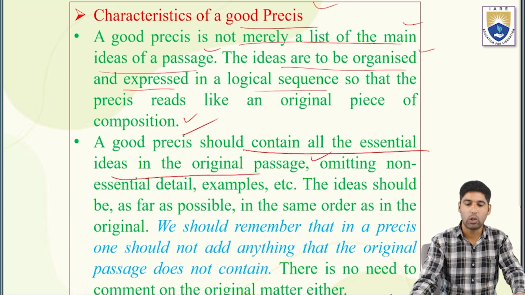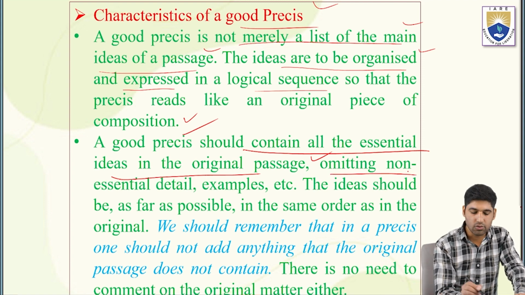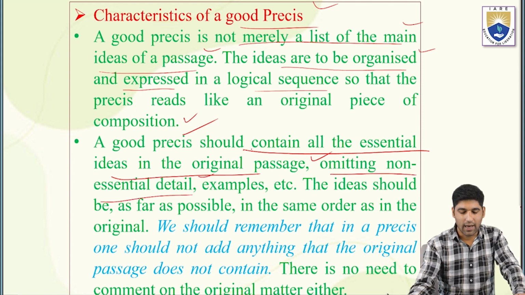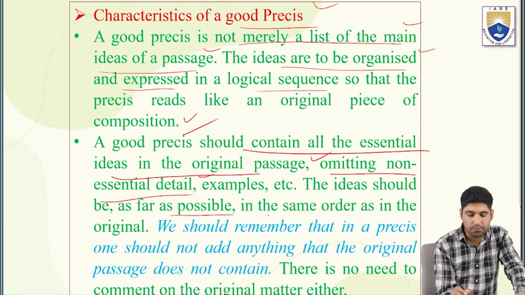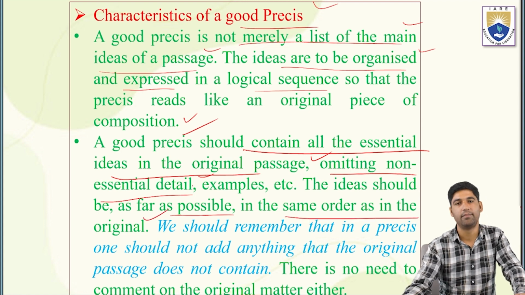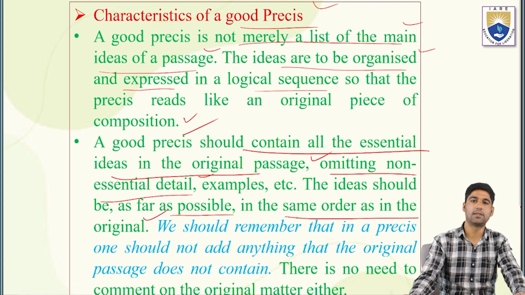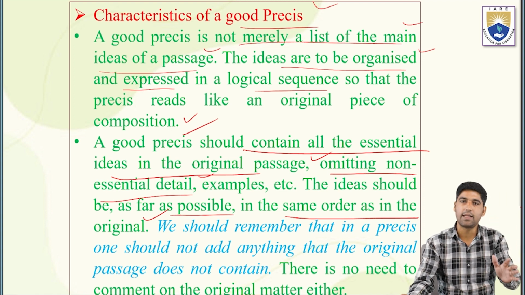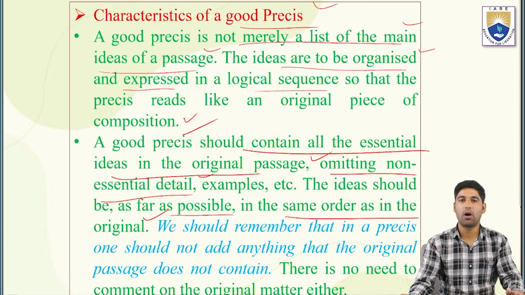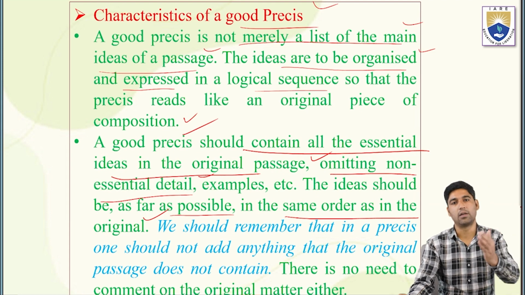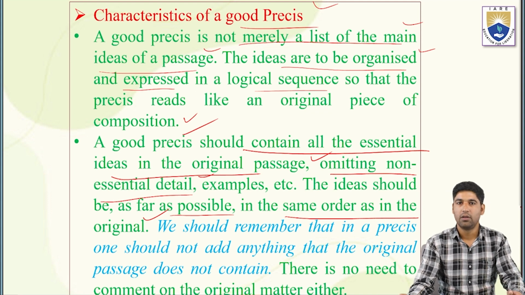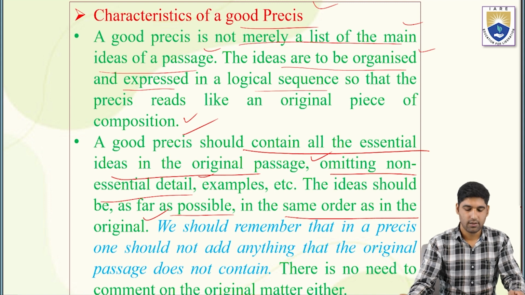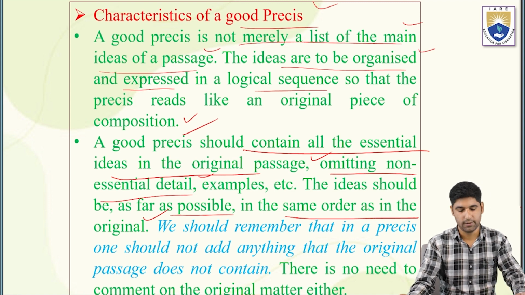It is the text which contains all the ideas, and it omits non-essential ideas like examples and illustrations, and the ideas should be, as far as possible, in the same order as in the original. Its characteristic is this: all the ideas are in the same order. It's not like the author of the text first talked about one thing, but when you are converting it into a Precis, you give those details in the conclusion. No, that's faulty Precis writing. Every detail is in order.